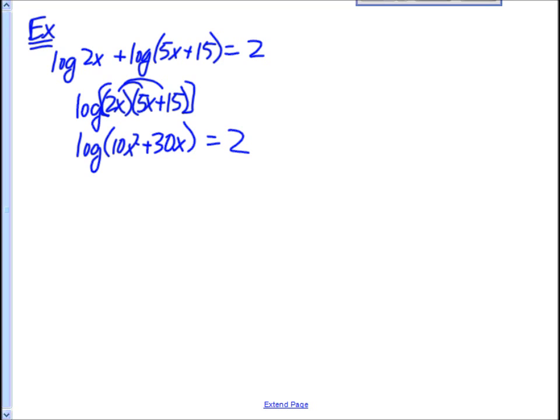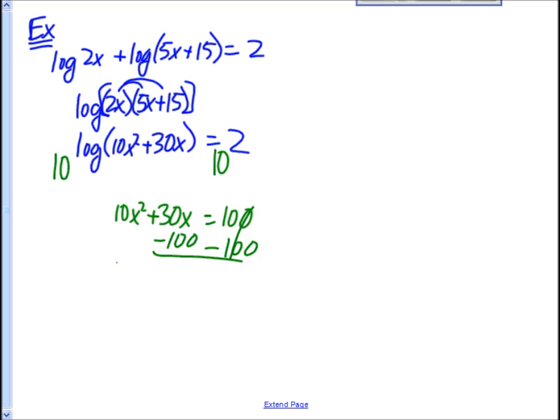Now I got it in a form where I can solve this, and notice that this is base 10. So I say, well, what's the inverse of log base 10? It's 10 to the x. So I go 10 to that side, 10 to that side. 10 to the log base 10 of 10x squared plus 30x is 10x squared plus 30x. Of course, 10 squared is 100. Now I'm solving a quadratic equation. So I go ahead and subtract 100 from both sides. I got to get one side equal to 0. 10x squared plus 30x minus 100 equals 0.